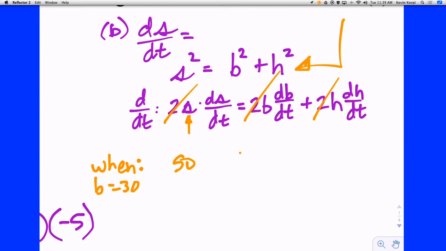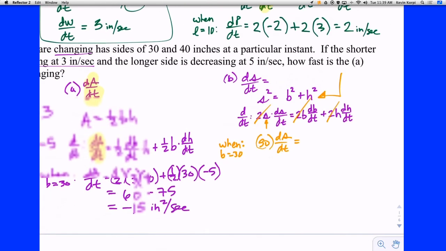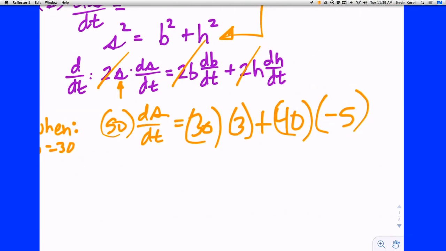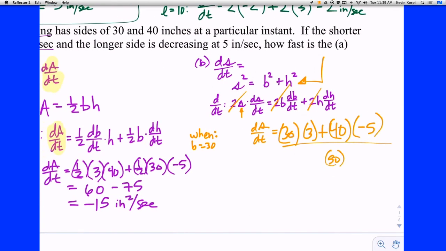So here we go. We get 50 times ds/dt. We're not going to be able to finish, but you're going to get the idea. You're going to plug in everything that you have, and you should have everything at this point. 30 times db/dt is 3, plus h, which is 40, times dh/dt, which is negative 5. And now you would just divide everything through by 50, and I'm going to do that with the magic of Notability. There we go. And, of course, the units are going to be inches per second because we're back to hypotenuse.